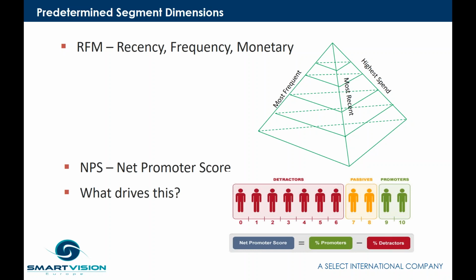Other types of segmentation include things like Net Promoter Score, where people are asked, and you'll see this, of course, you've probably seen this many times.